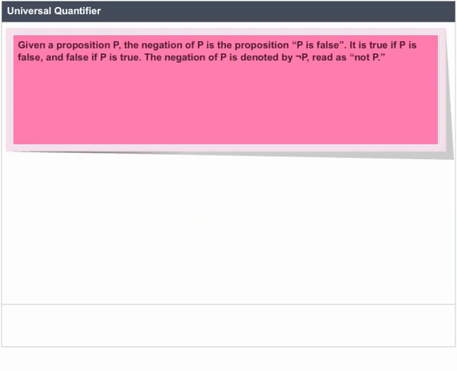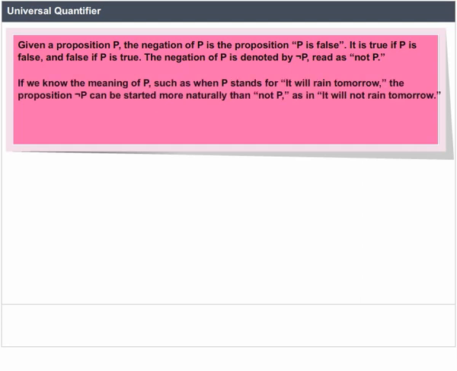Given a proposition P, the negation of P is the proposition P is false. It is true if P is false and false if P is true. The negation of P is denoted by ¬P, read as not P.